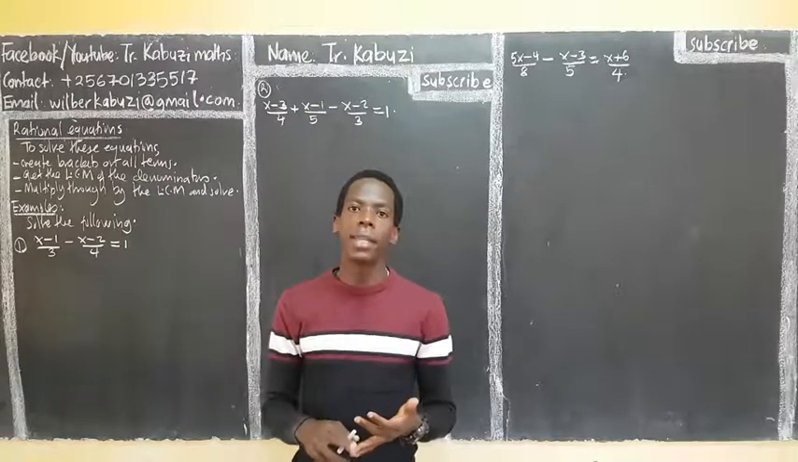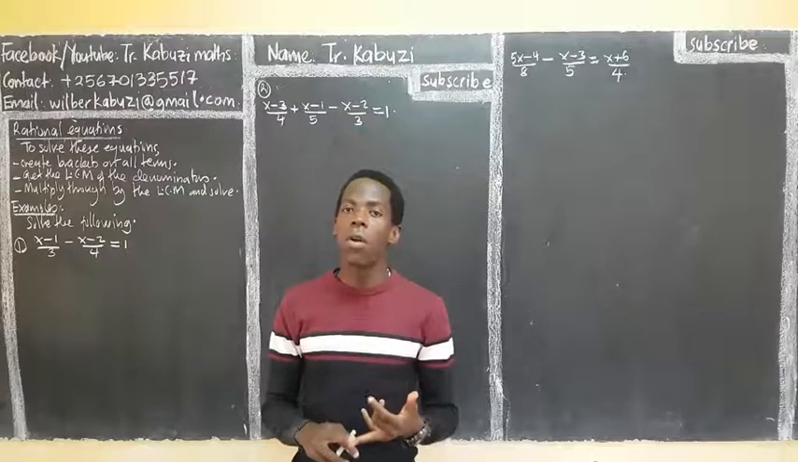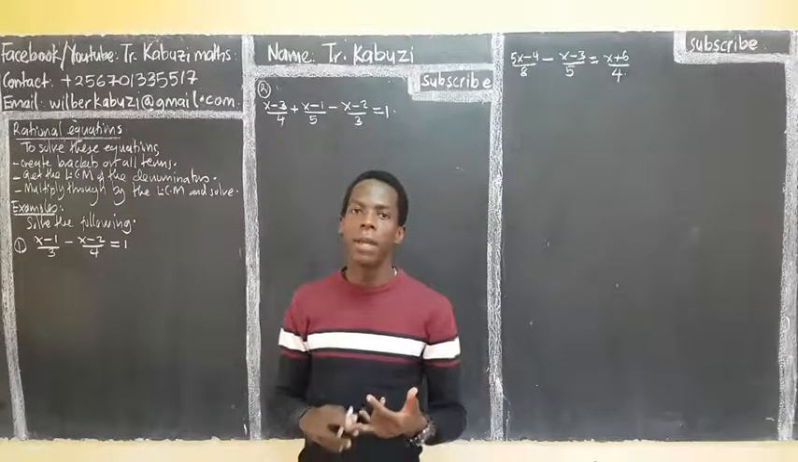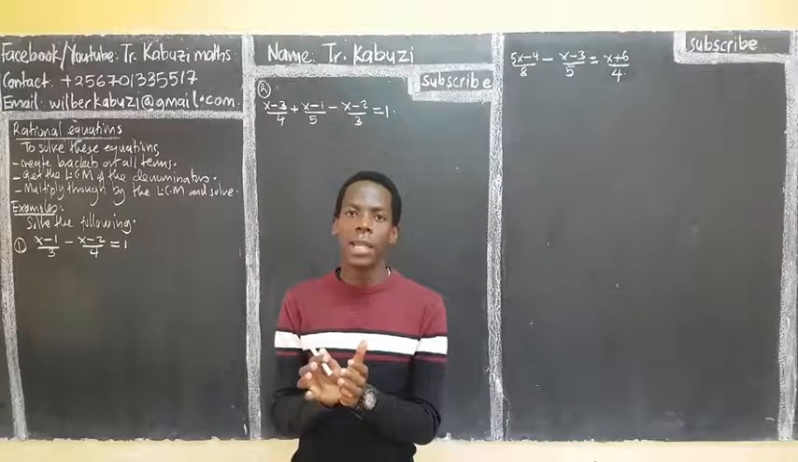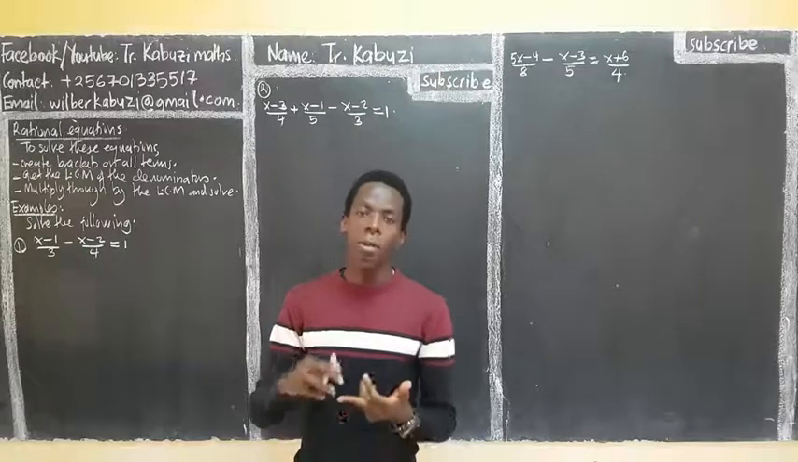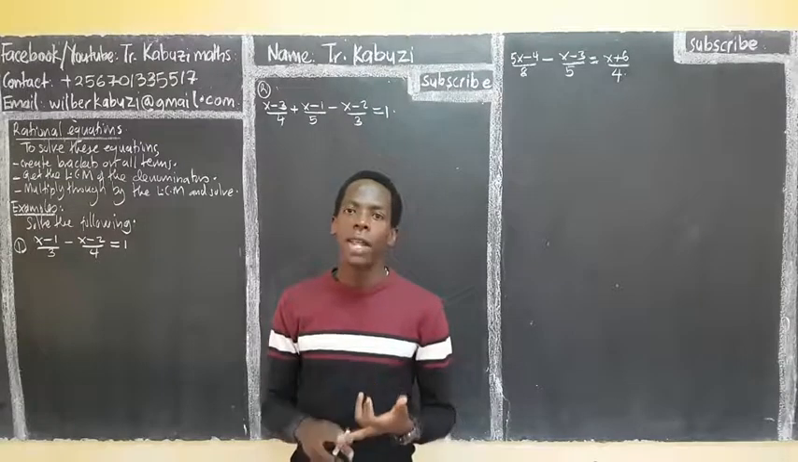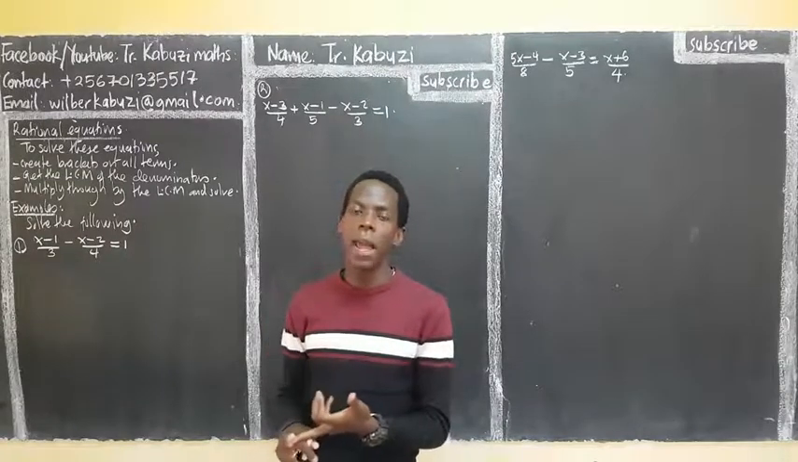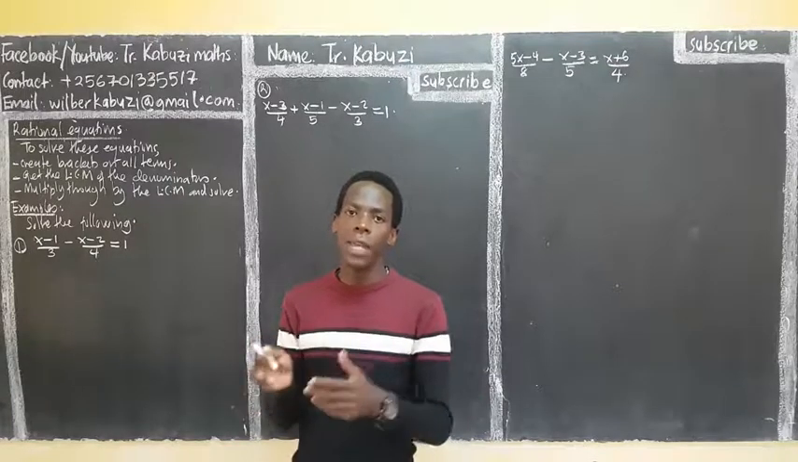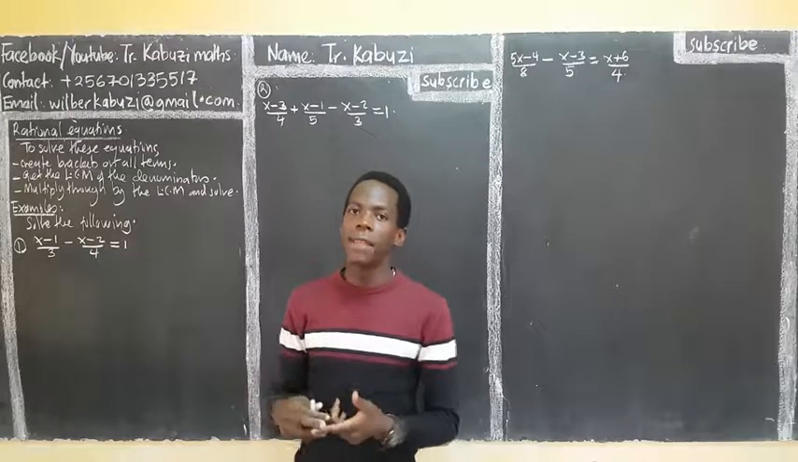The second step is get the LCM for all the denominators of those rational equations. How do you get the LCM? By multiplying all the denominators together. If there's a multiple, we are going to see how we handle that. Why do we get the LCM? We multiply through by that LCM so that we can remove those denominators at once. Then after, we solve.